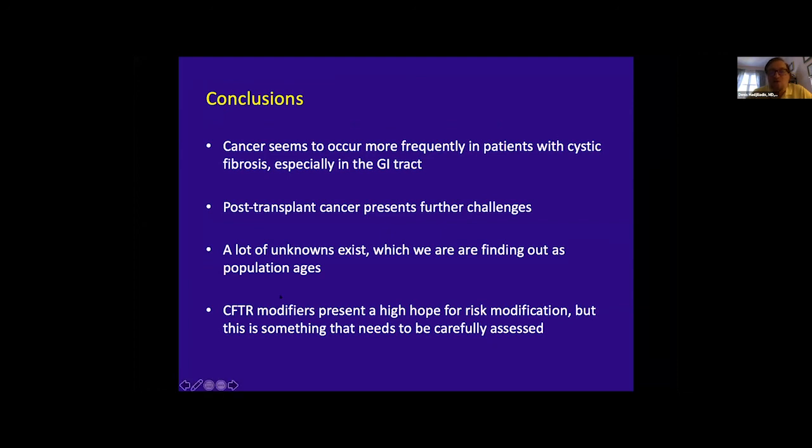But there's a lot of hope. As you saw earlier, some of those cancer risks might happen because of CFTR problems. So maybe the CFTR modifiers might fix some of the CFTR problem and create a risk modification that makes this less likely to happen. But this is something that we obviously need to assess in the future and carefully follow.